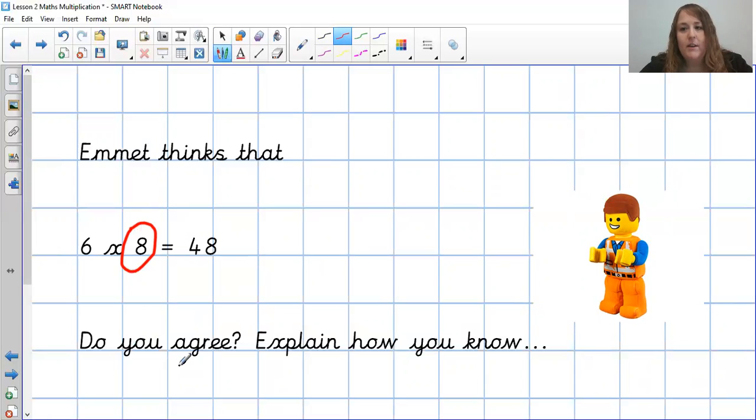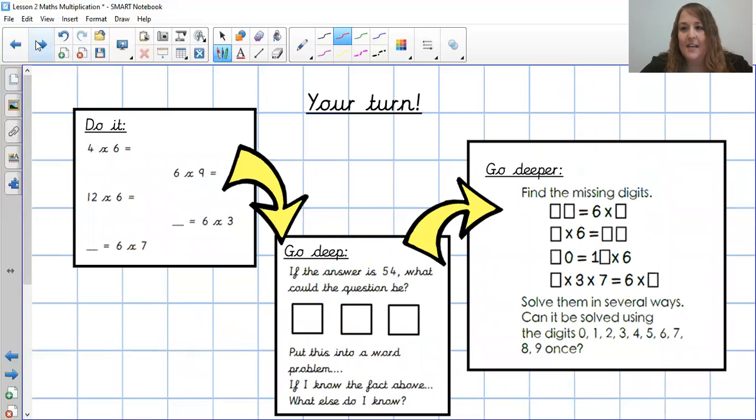But if you don't agree with Emmett, can you explain maybe to mum or dad or whoever's with you, adult at home, or even just in your notepad, why he might be right or wrong? Excellent, well done.